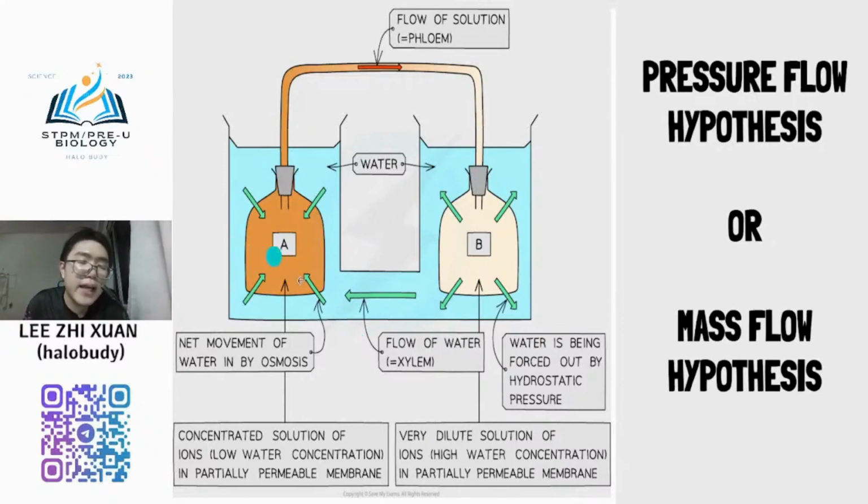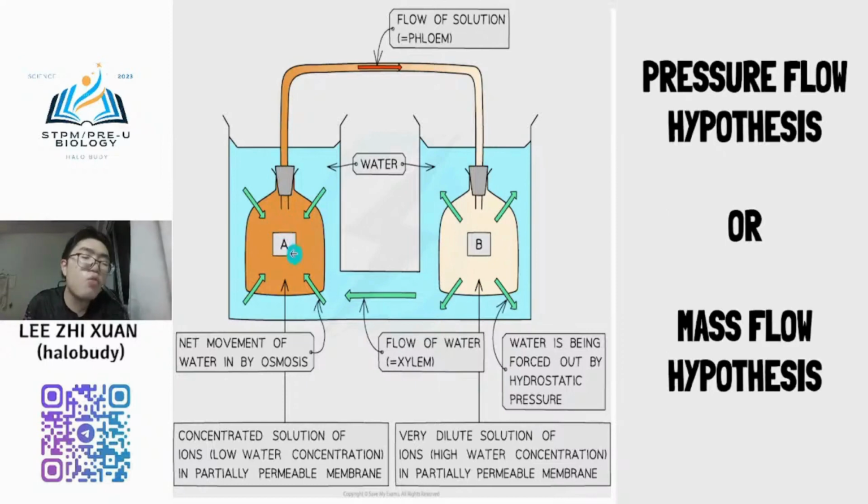And then this A is concentrated. You see the darker color, and you see the arrow here. This arrow means that the water is diffused into A. So what does it mean? It means that A is the source. In a plant, that means it is the leaf. So why is it a leaf? Because water molecules are diffused into A.